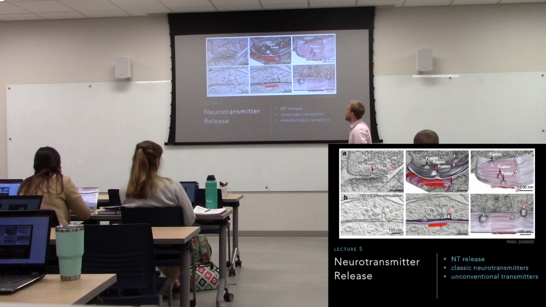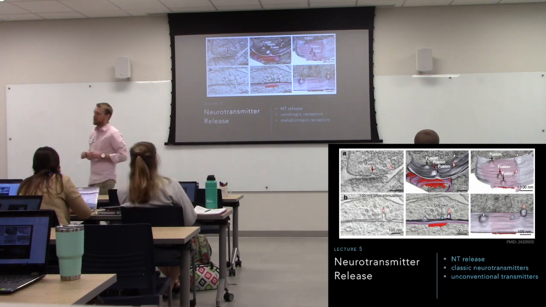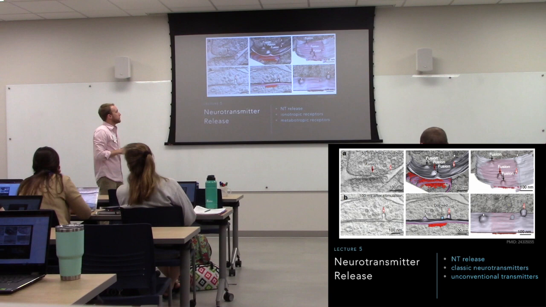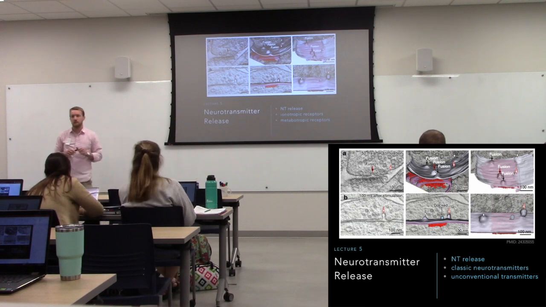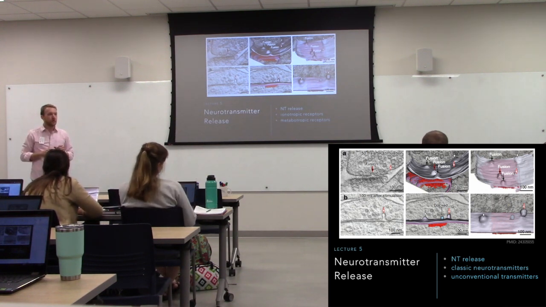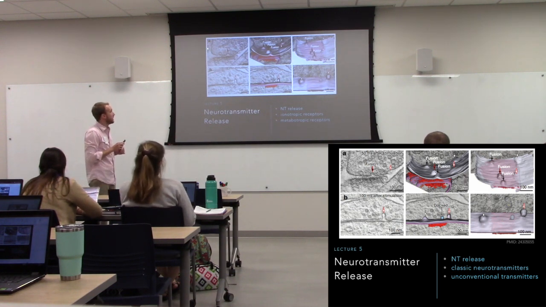All right, good. That's what today's about. Neurotransmitter release. We're going to be talking about how this occurs, and then some of the more common neurotransmitters, and then a few unconventional transmitters, because they have unique release properties. But for most of your neurotransmitters, this is what it's all about.